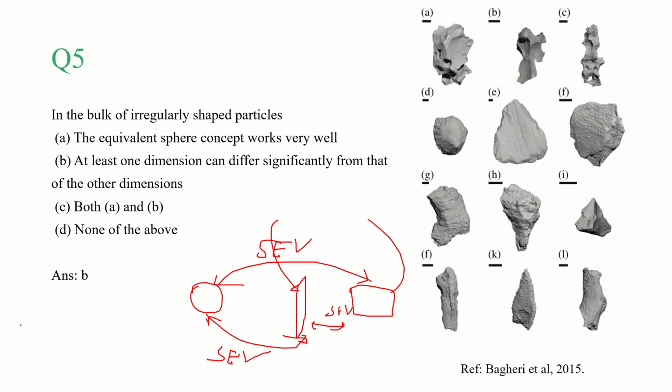Only we can use it for, consider the cube. In this cube, it is somewhat equidistributed around the center of mass, similar to that concept in the sphere. So in this we can use it, but in most of the cases like this and all, there is always one dimension that is greater than the other dimensions. At least one dimension is significantly different from that of the other dimension. Consider this.